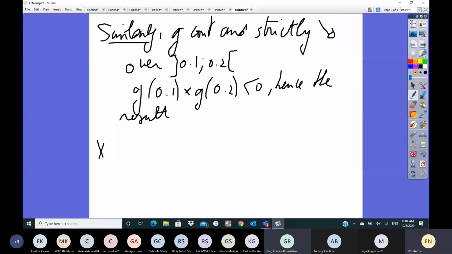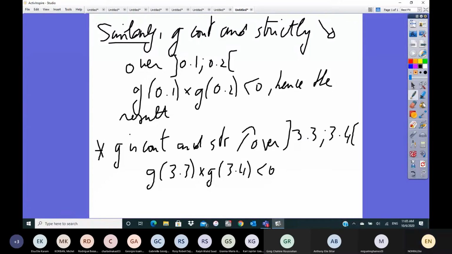One last time, G is continuous and strictly increasing over 3.3, 3.4. G of 3.3 times G of 3.4. Guys, I'm repeating the same thing, but 3 times. That's it. Negative, hence the result.